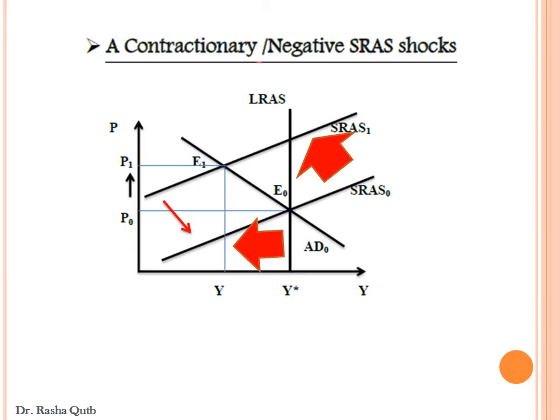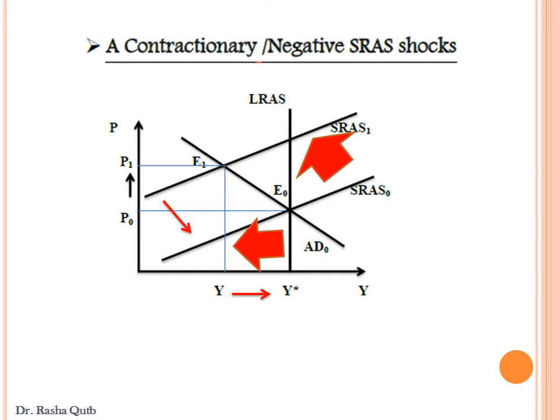Now turning to the negative SRAS shocks, we can call it a contractionary shock. What are the main causes of this shock? Either an increase in input prices or deterioration in the productivity of factors of production. Okay, starting at E naught, the point of equilibrium, where we have no gap. The economy is producing the potential level of output.